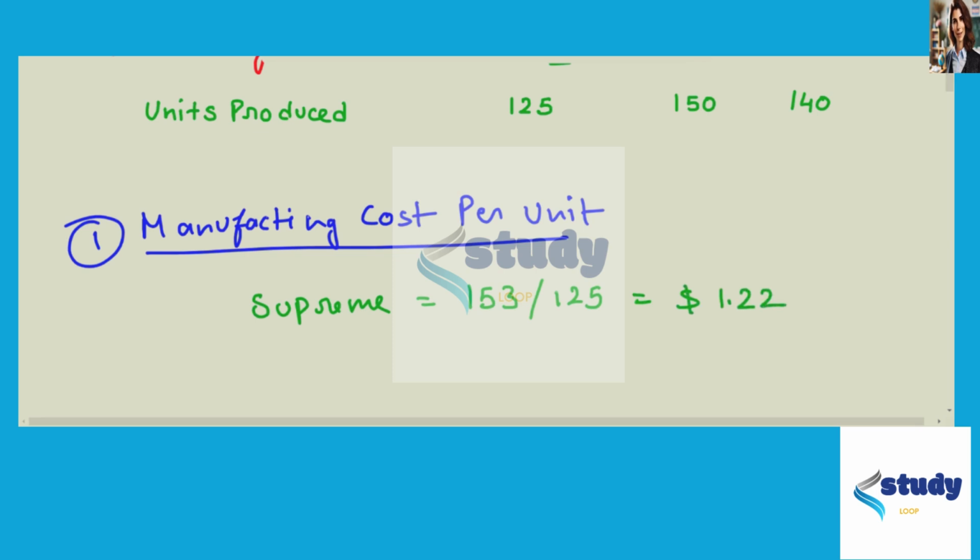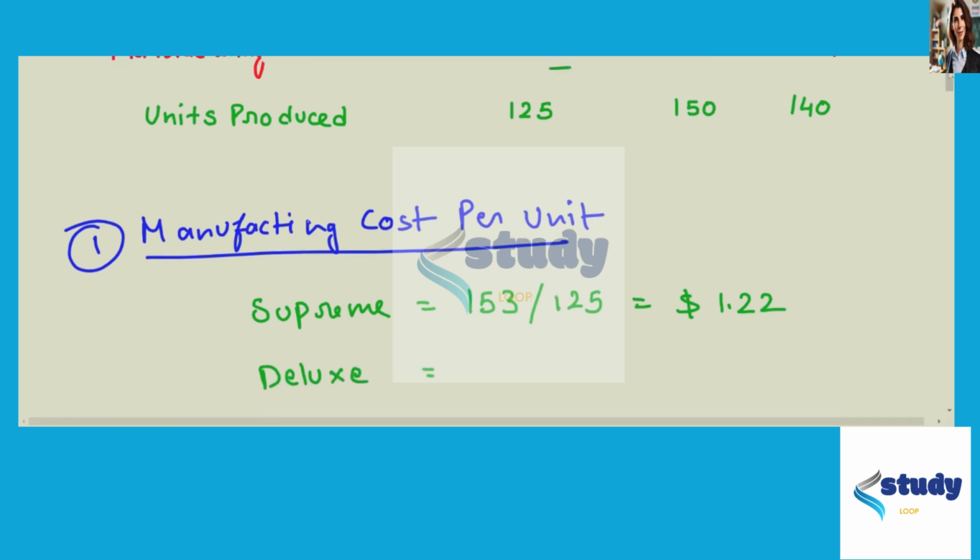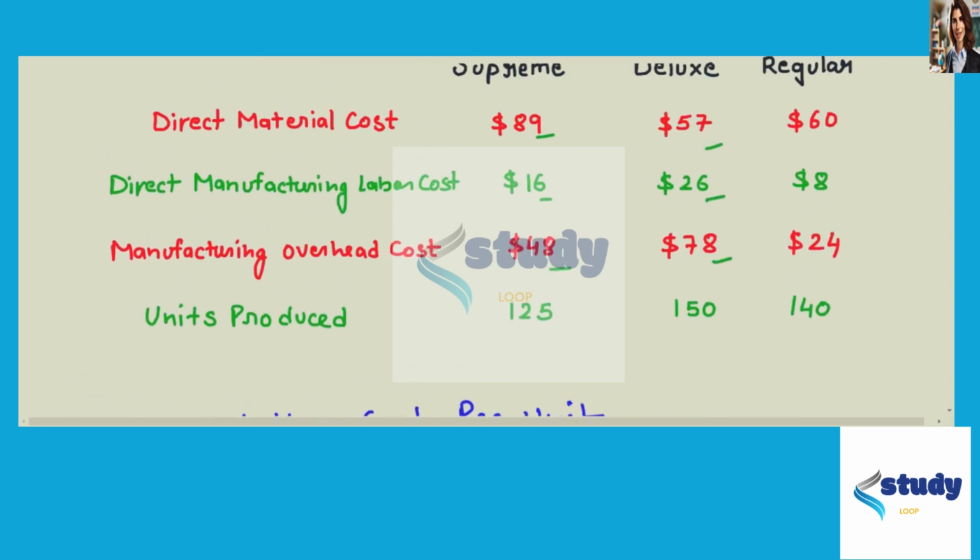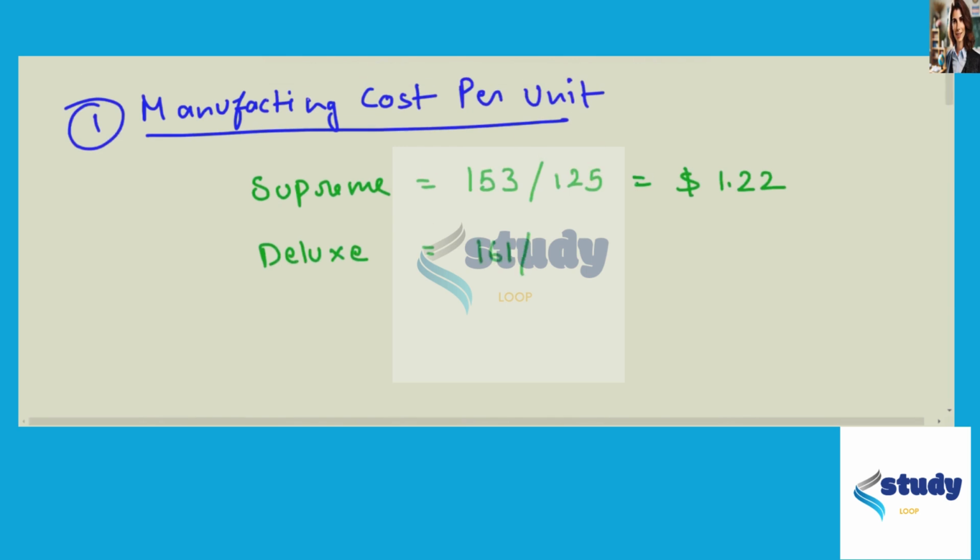$1.22. Now for Deluxe, we'll take manufacturing cost, that is $57, $26, and $78, which totals up to $161 divided by units produced, that is $150, which on solving gives $1.07. Now next is Regular.